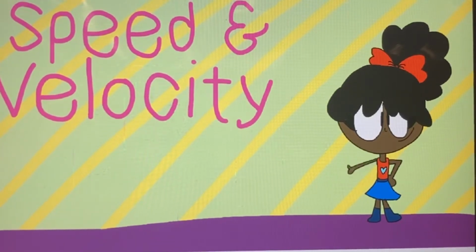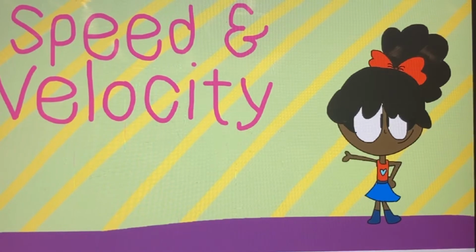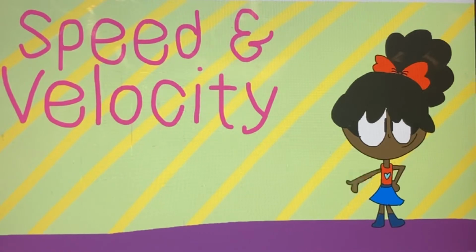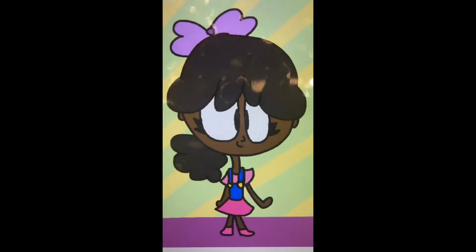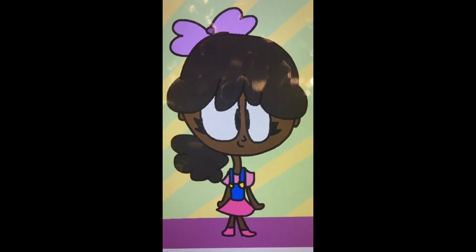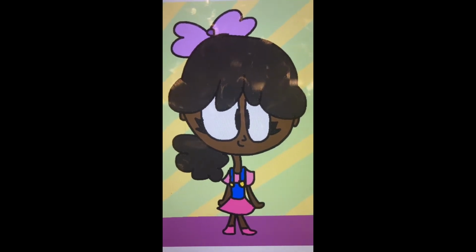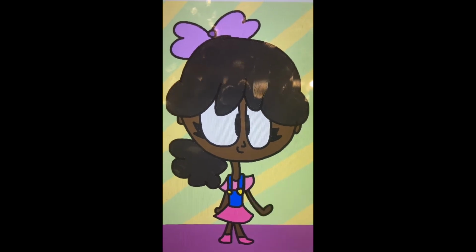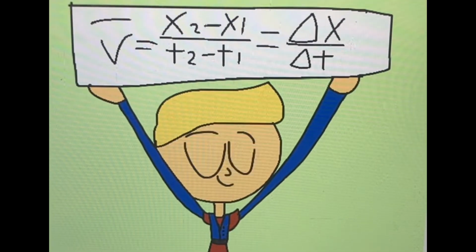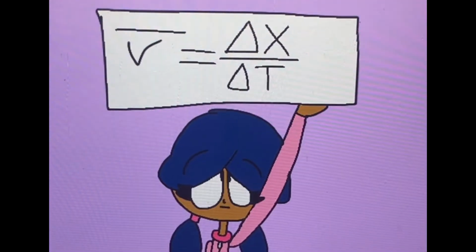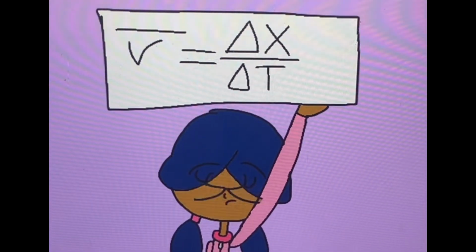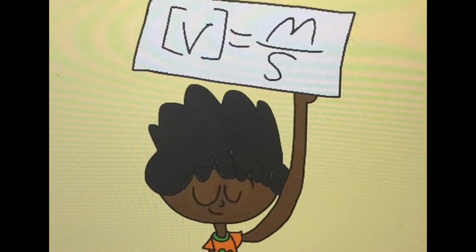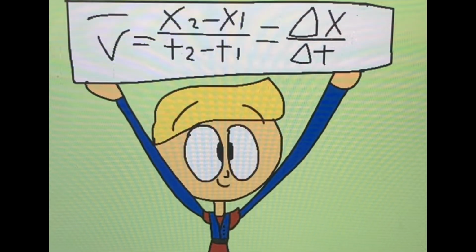Speed and velocity. The average speed of an object is the distance traveled divided by the time it takes to travel this distance. The average velocity, v, of an object is displacement divided by time. The average velocity equals displacement divided by the time elapsed. Velocity unit equals meters divided by seconds.